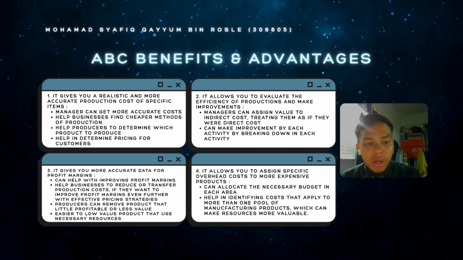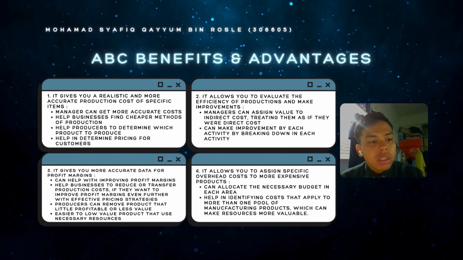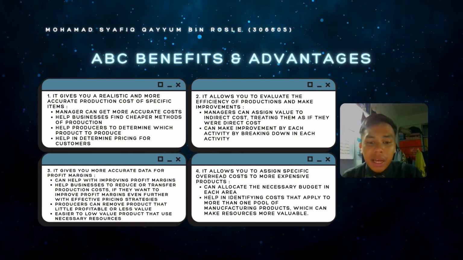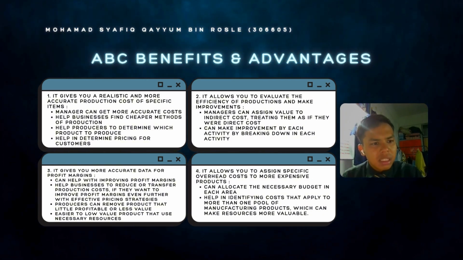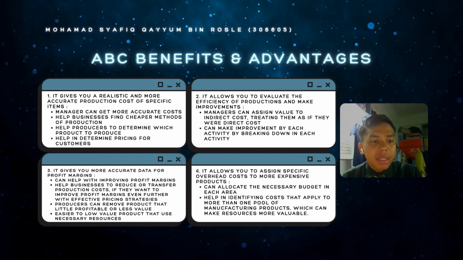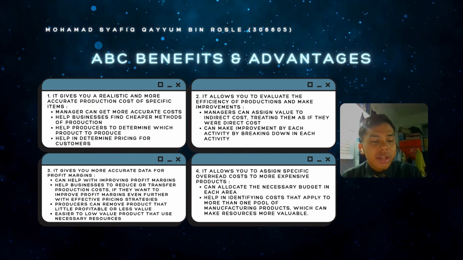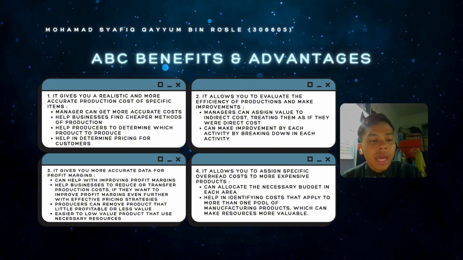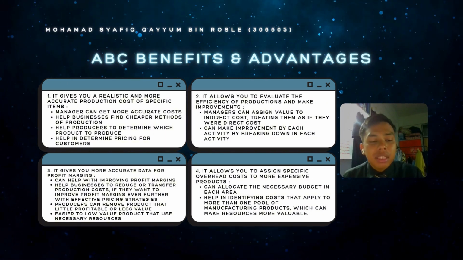So the first one is to give you a realistic and more accurate production cost of a specific item. So what does it mean? Realistic means a manager can get a more accurate cost, help business find a cheaper method of production, help producers determine which product to produce, and help determine pricing for customers.